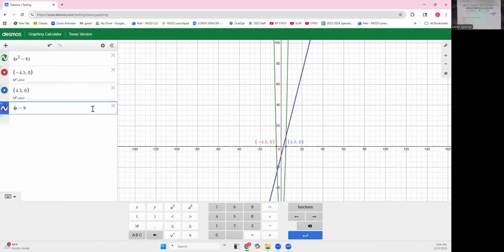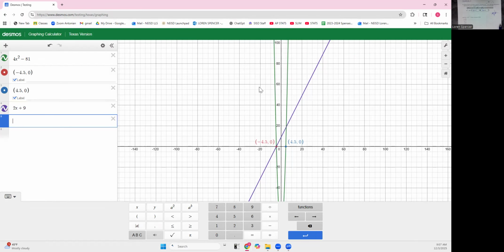So then I try 9x plus 2. And that won't work. And then I go to 2x plus 9. Hey, I hit the other point. So that other point, my other answer choice should be 2x plus 9. So I'm going to go ahead and enter those equations. I'm going to get rid of that, and I'm going to enter the two factors that I chose.